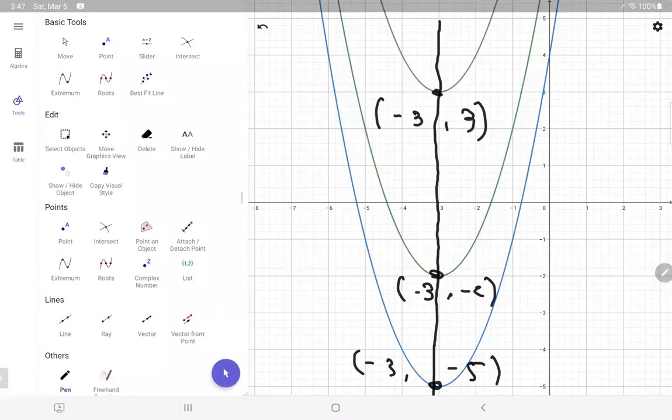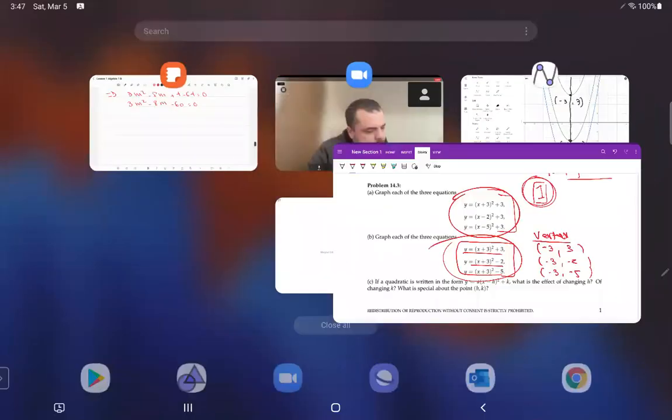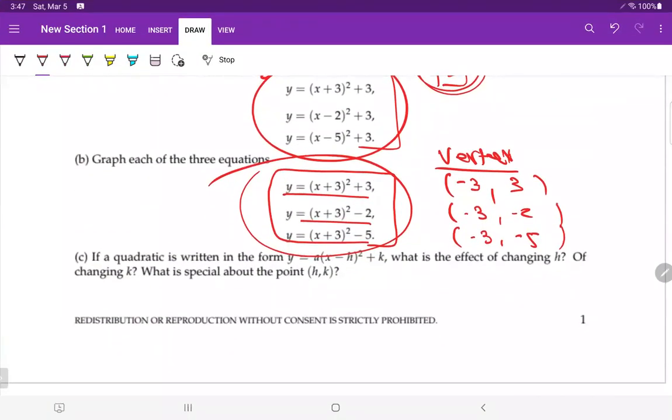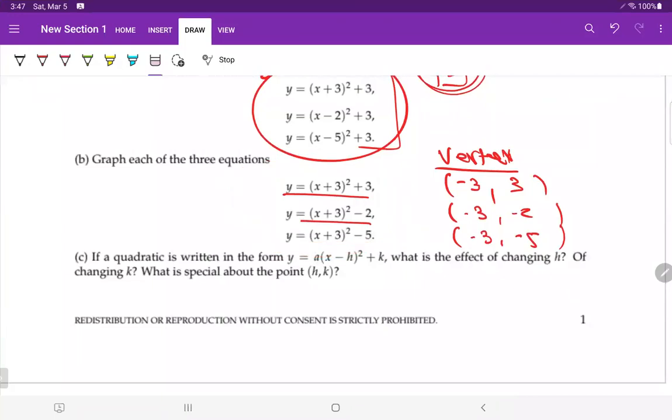Okay, so let's go back. Now, this is the findings. We know what the shape of these equations is if we change the values, what is inside the parentheses and what is outside the parentheses. We did not see the reflection across the x-axis. We did not see something flipped over.